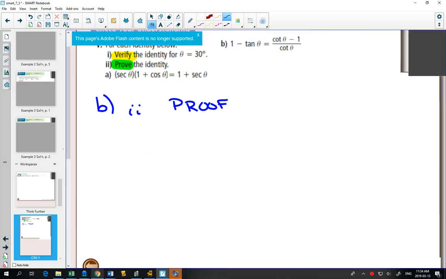Now, the proof is much more powerful because if you prove it, it means that it works for every angle, 30 degrees included. So the verify only shows one thing works. The proof shows everything works. So again, we rewrite it out.